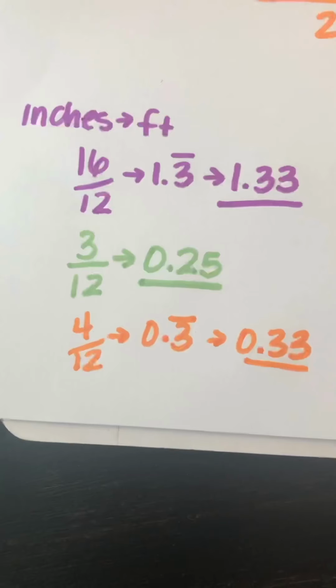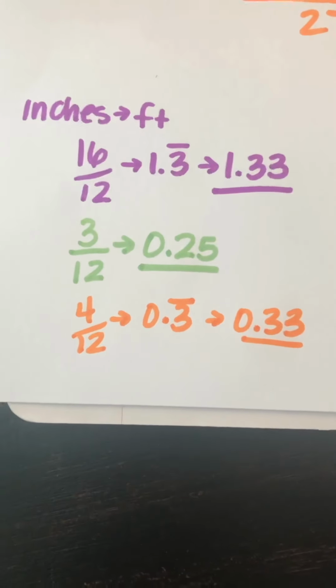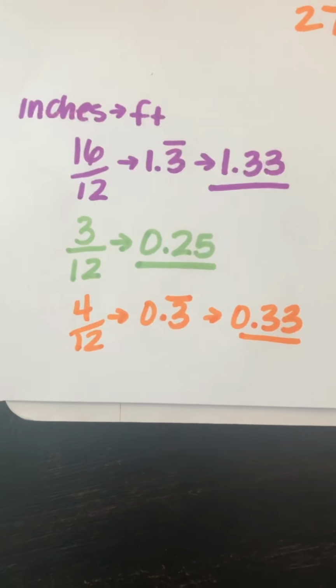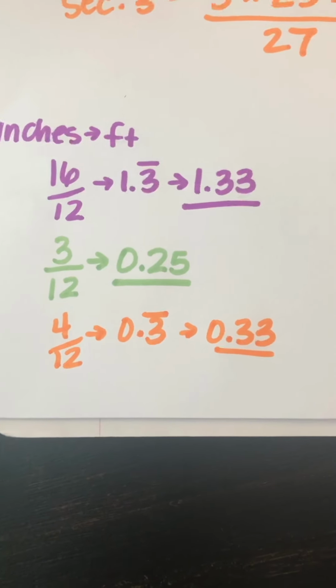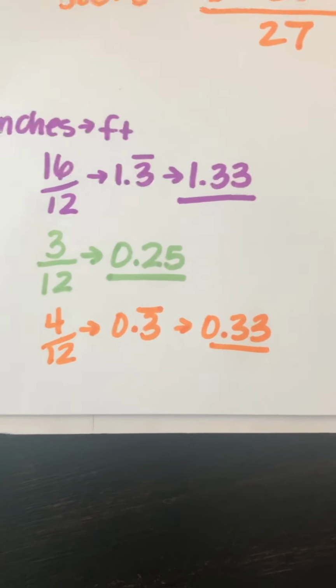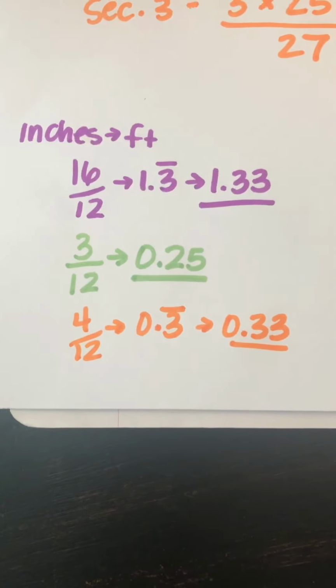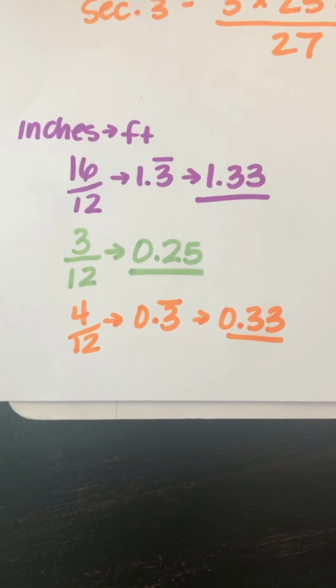So here we go. Okay, so I've changed all my depths to feet. I divided the inches by 12. So we're turning from inches to feet. So 16 inches would be 1.3 repeating. So we're gonna use 1.33. 3 out of 12 would be 0.25. And 4 out of 12 will be 0.3 repeating. So we'll use 0.33.